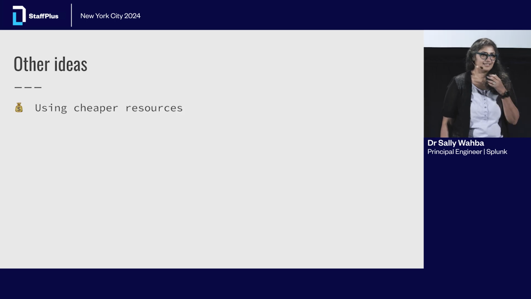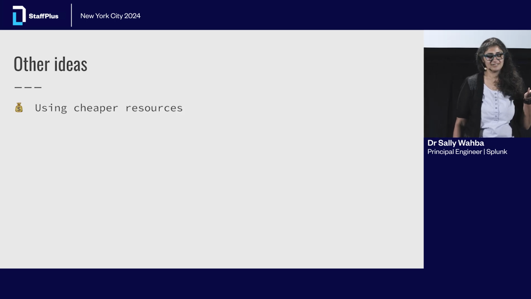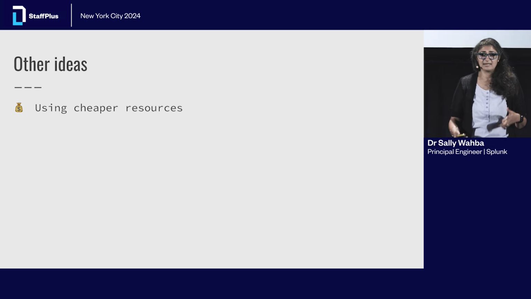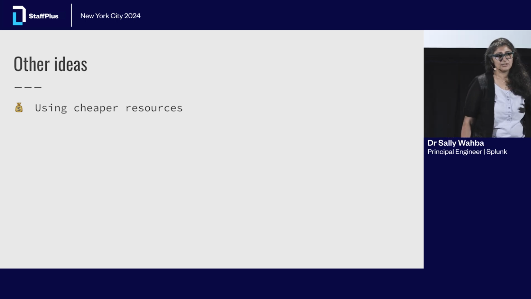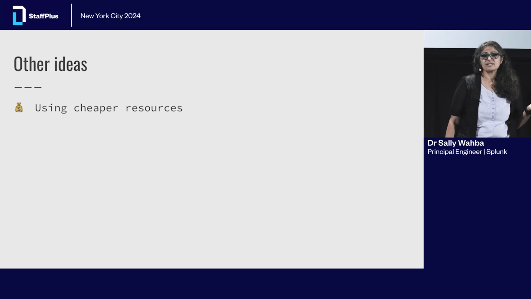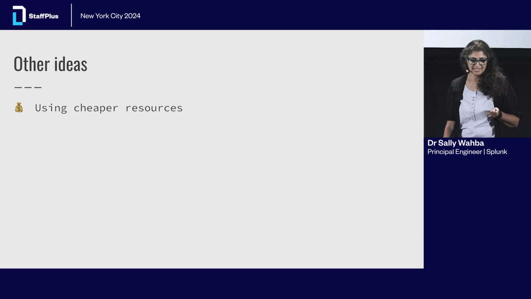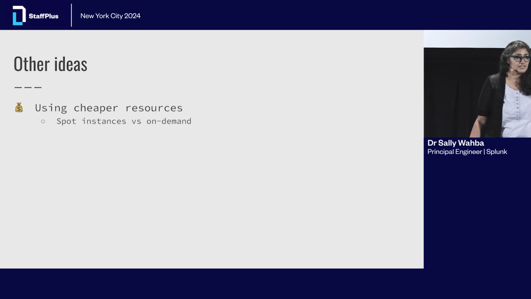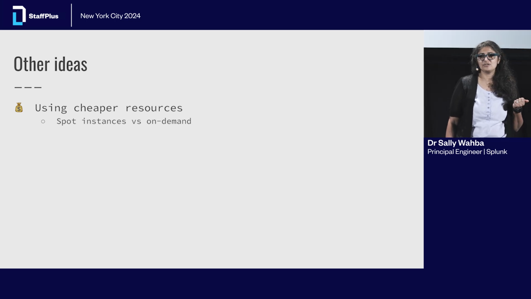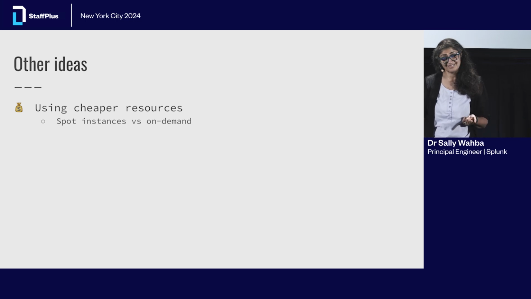So, other ideas. Using cheaper resources. As a development environment, if your company is spending on a shared lab environment, you can use cheaper resources and still get your work done. You don't need the same fancy EC2 instances that you're running in production. You can use cheaper ones. So for example, using Spot instances. According to the AWS website, using Spot instances can reduce up to 90% of your cloud costs, so that's pretty cool.